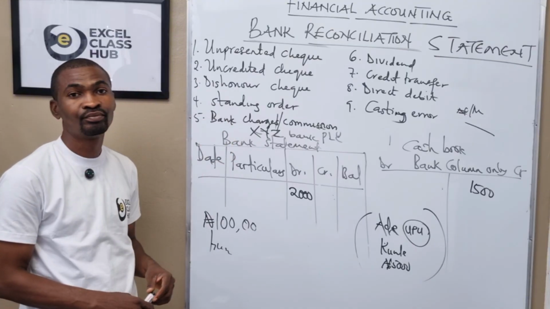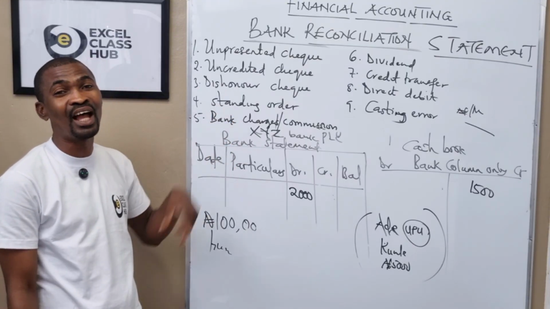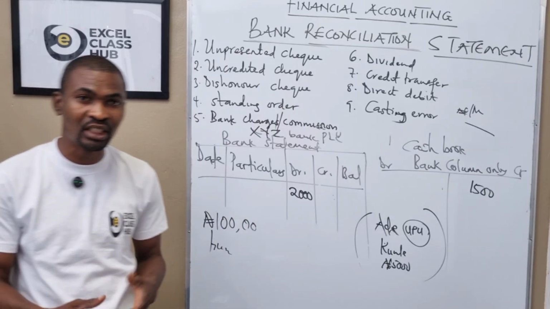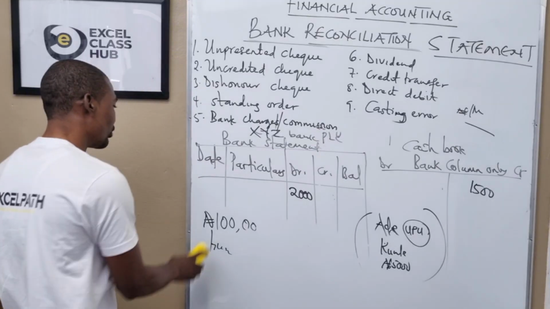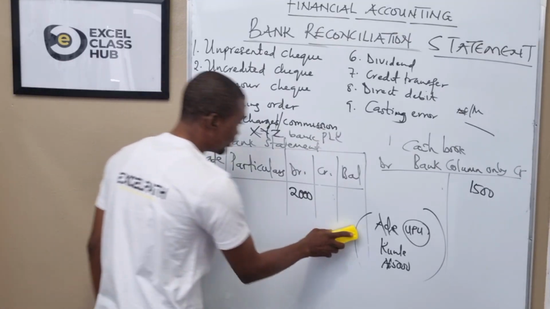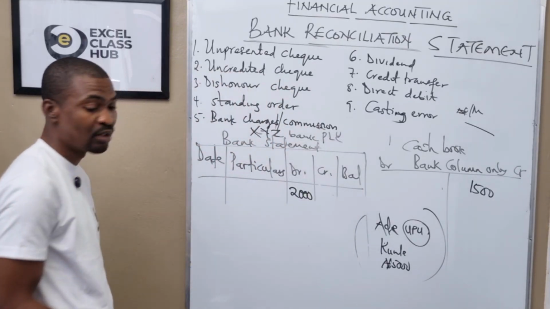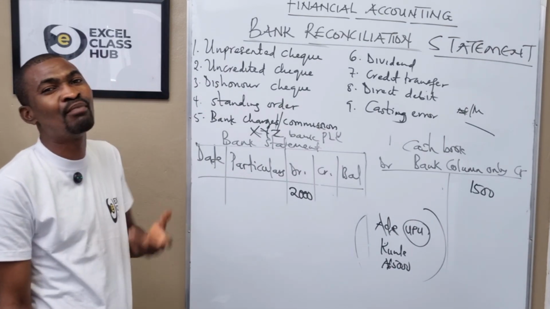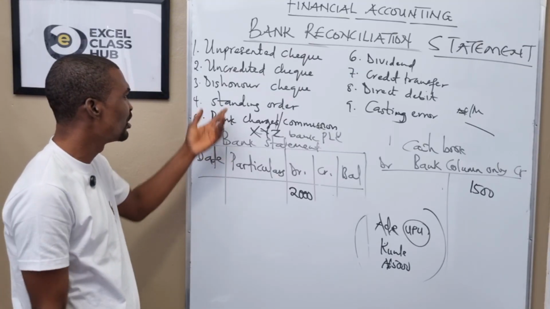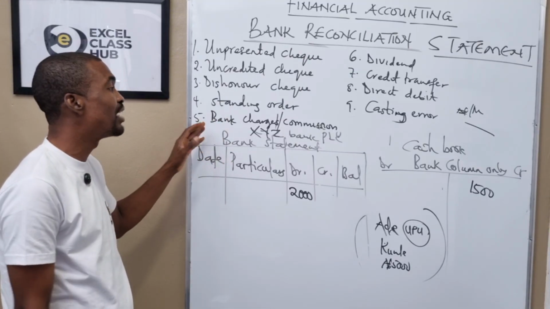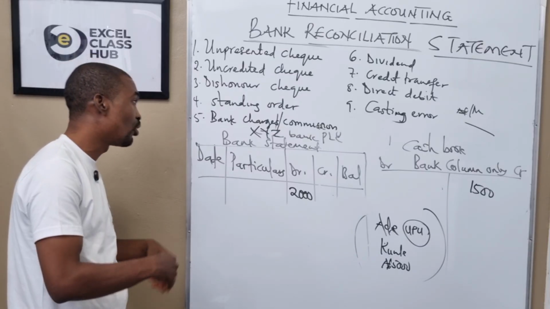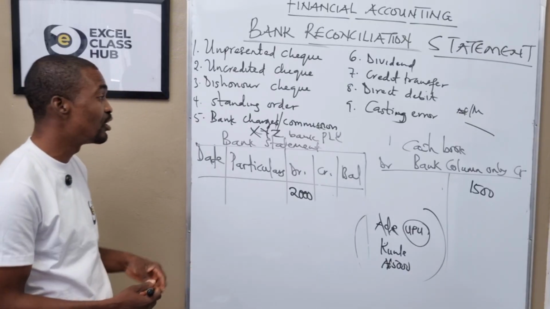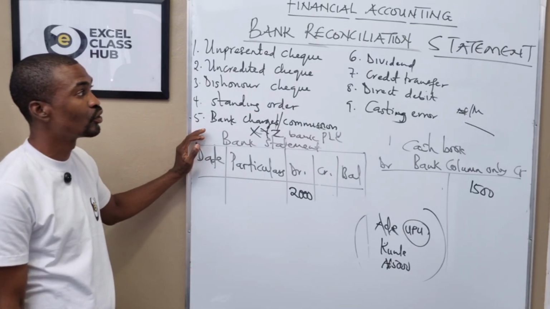Number 4 is standing order. Standing order is a written order given to the bank to pay a certain sum of money on behalf of the client periodically. An example is insurance premium. Insurance premium and so on and so forth is an example of a standing order. So if the account holder authorizes the bank to pay a certain amount of money on his behalf periodically, it falls under standing order. Then number 5 is bank charges or commission, like cost of SMS charges, ATM maintenance, and what have you. They are all examples of bank charges or bank commission.